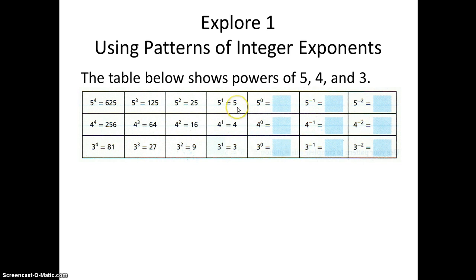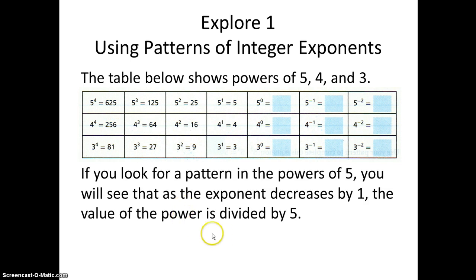So we all know, of course, that 5 to the first power is 5 because that's just 5 as a factor once. 5 squared would be 5 times 5, which is of course 25. 5 to the third power would be 5 times 5 times 5, which is 125, so on and so forth. And it's the same for the powers of 4 and 3. If you look for a pattern in the powers of 5, you should see that as the exponent decreases by 1, the value of the power is divided by 5 each and every time.